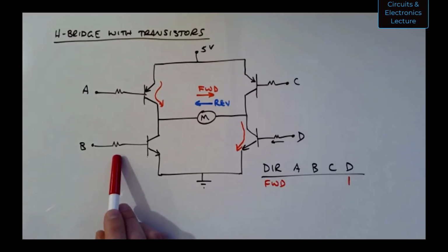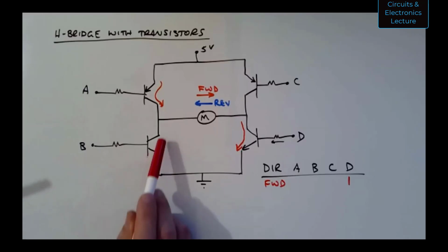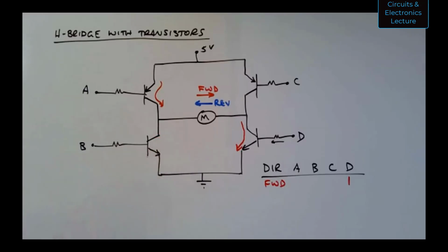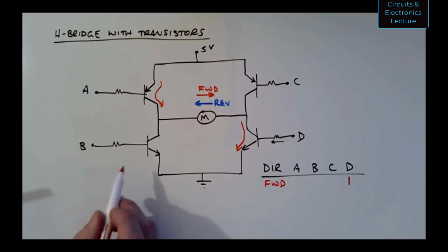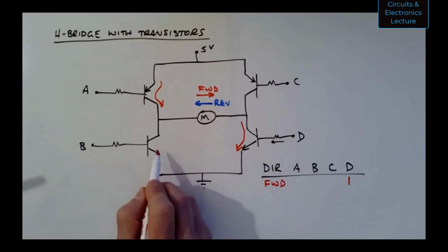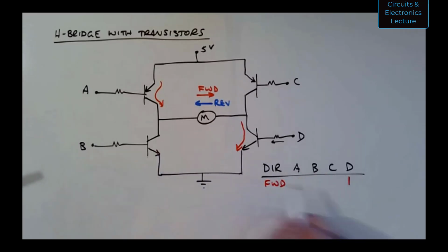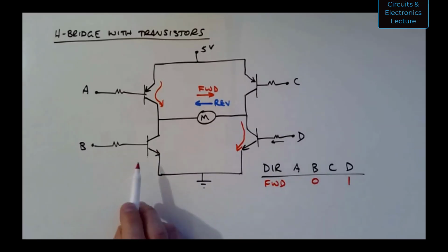Let's go over to B. I want this to be an open switch. If you remember from the slide, I don't want any current flowing through this transistor here. So no current flowing there. I want B to be a logical 0. That transistor is in cutoff. It is an open switch.